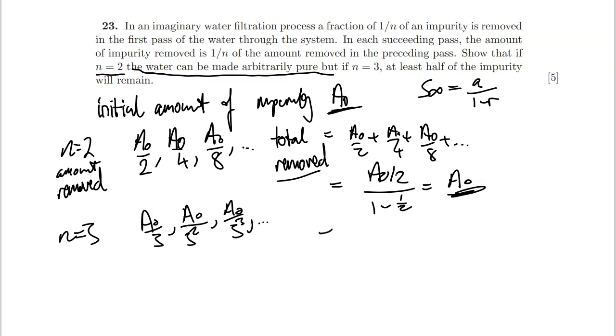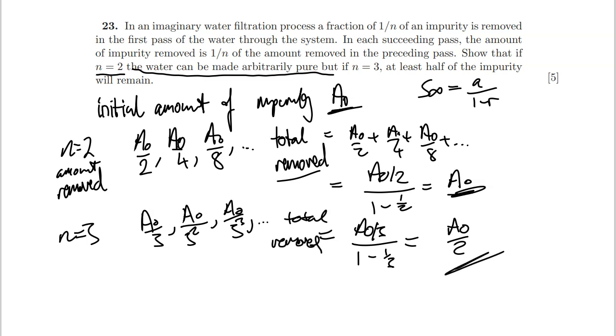So again the total removed would be a sum to infinity, and in this case the first term is A0 over 3, and the common ratio is 1 over 3. And what we find is that this is A0 over 2. So the total removed, if we continue like this forever, is A0 over 2. What does that mean? That means that there must always be at least half remaining.